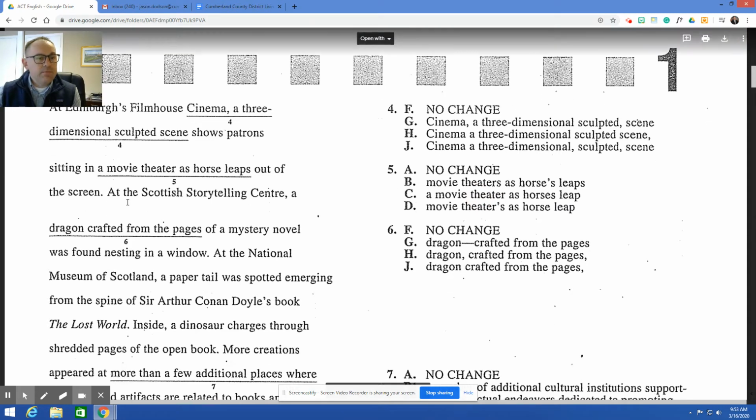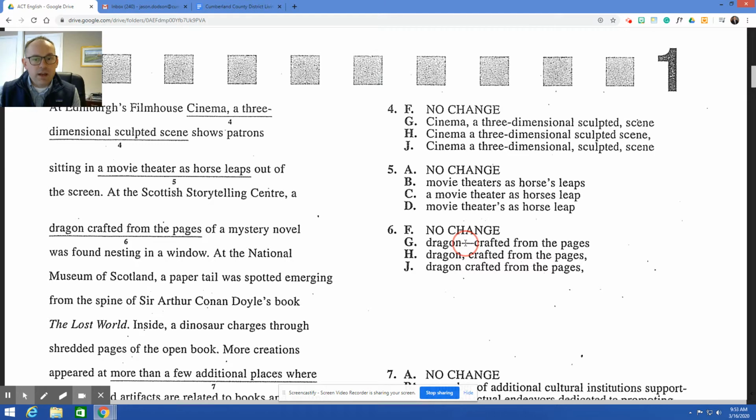Number 6, at the Scottish Storytelling Centre, a dragon crafted from the pages of a mystery novel. So this has a question here about, should we use a dash? Should there be a comma after dragon, or should there be a comma after pages? None of those work. So the answer here again is no change. So 4 times we've used no change in 6 questions.